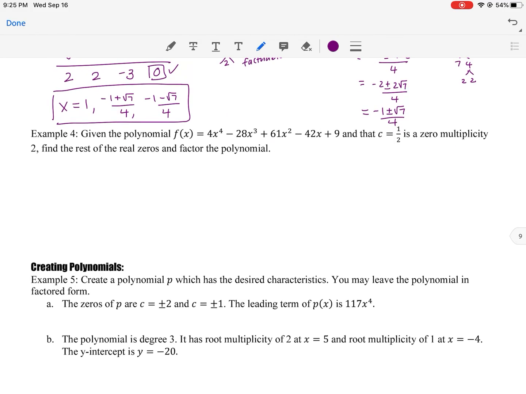Okay. A couple more here. So we've got another polynomial, and we have here that x equals a half is a 0. But this time it has a multiplicity of 2. Remember that means that it happens twice. Find the rest of the real zeros and factor the polynomial. So if I'm going to plug in a half, I've got my coefficients of 4, negative 28, 61, negative 42, 9. I think at this stage you've got it. I'm going to go through the process but not talk it out loud this time.